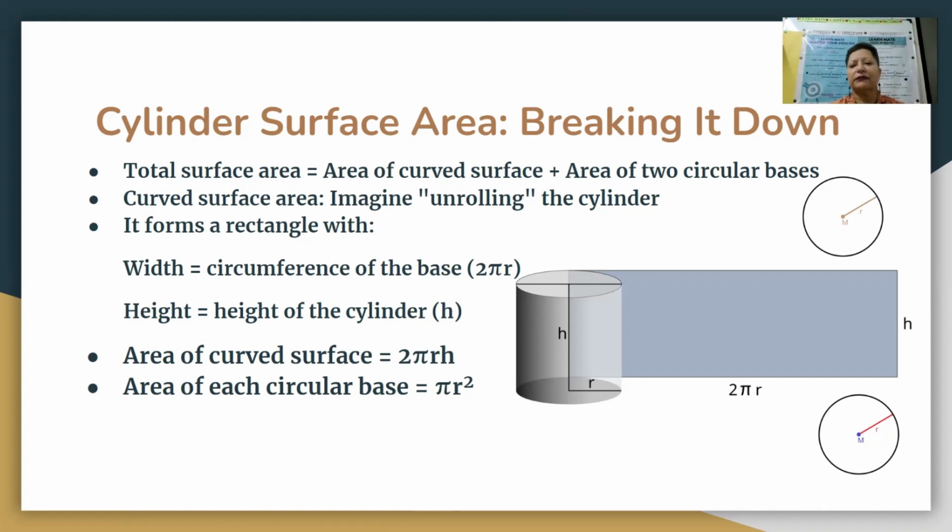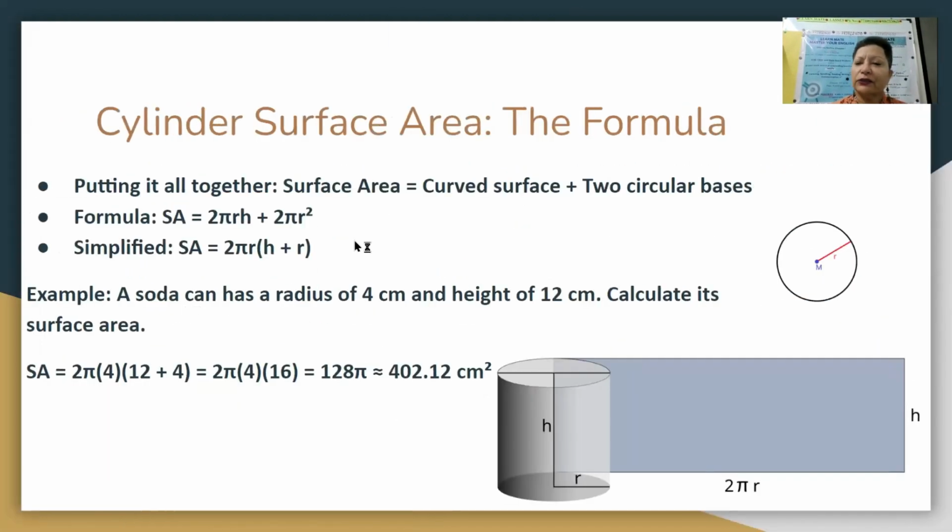So your total surface area then becomes 2 pi r h, which was the curved surface area, and 2 pi r square because of the two circles on the top and below. So that's 2 pi r square. When you pull out 2 pi r from both these terms, what do you get? You get an h plus r. And so simplified, the surface area of a cylinder is nothing but 2 pi r into h plus r.